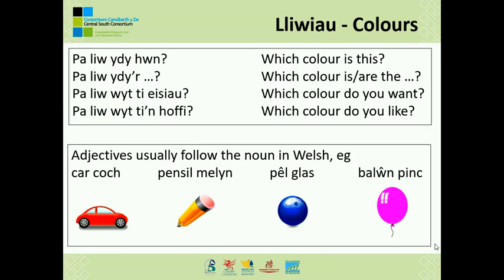Once you know your colours, you can obviously start to use them with your pupils, and here we've got some questions that you might use with them. If you're looking at any object, you could ask pupils, pa liw ydy hwn? Pa liw ydy hwn? If you have got a specific object, you could ask, pa liw ydy'r tedi?